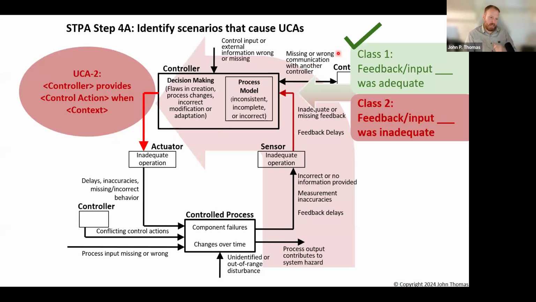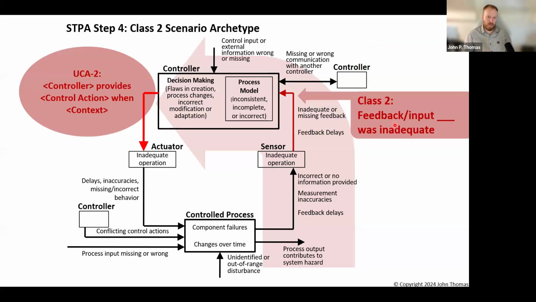So, all right, put a big check on class one. The feedback was okay, and we issued the UCA. Now we're looking at a different class. We're looking at how the feedback was inadequate. It did not tell you that that was the context, or the feedback was totally missing, or it was delayed, or whatever. That's class two, right? So it's going to lead us to focus a little bit more on the feedback path.